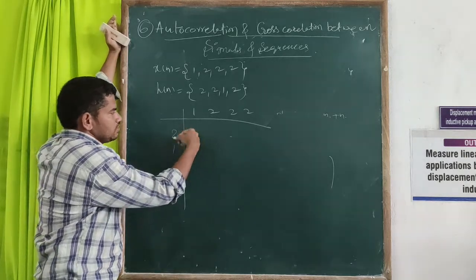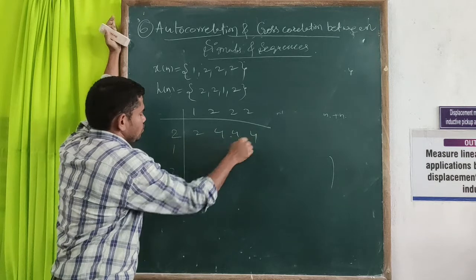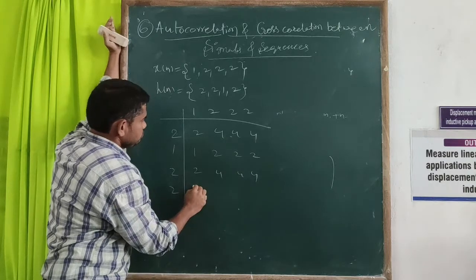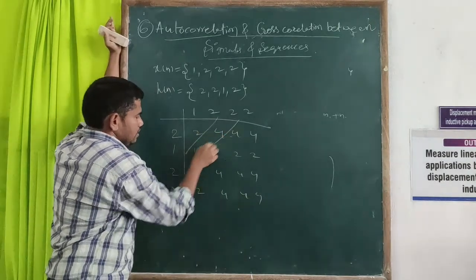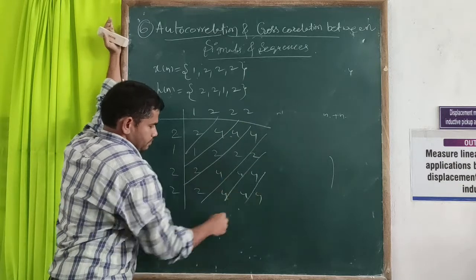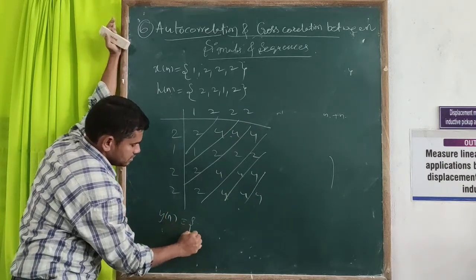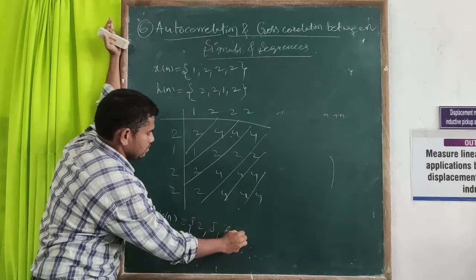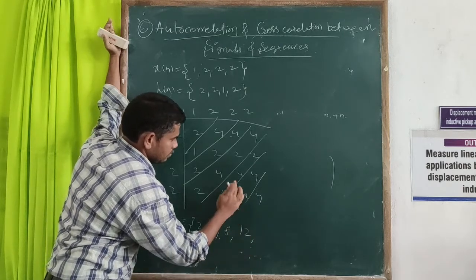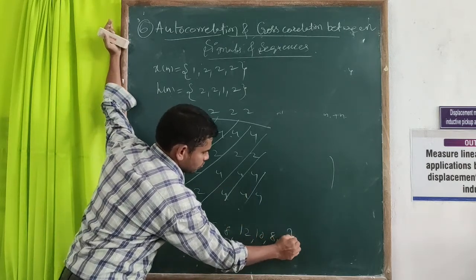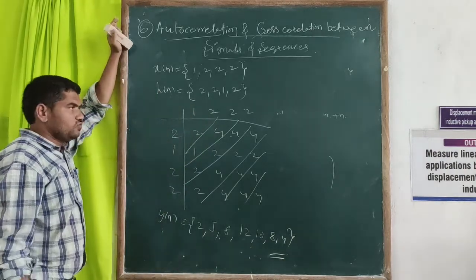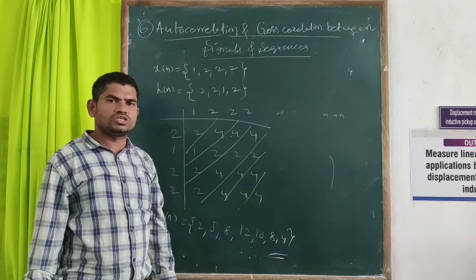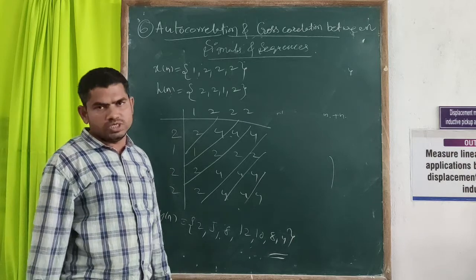Now we can perform the cross multiplication, 2 4 4 4 and 1 2 2 2 and 2 4 4 4 2 4 4 4. Now we have to write the output y of n, that is 2 comma 5 comma 8 comma 12 comma 10 comma 8 comma 4. This is the autocorrelation output. In our experiment, how do they show the autocorrelation output and the cross correlation output? By using graphical representation.